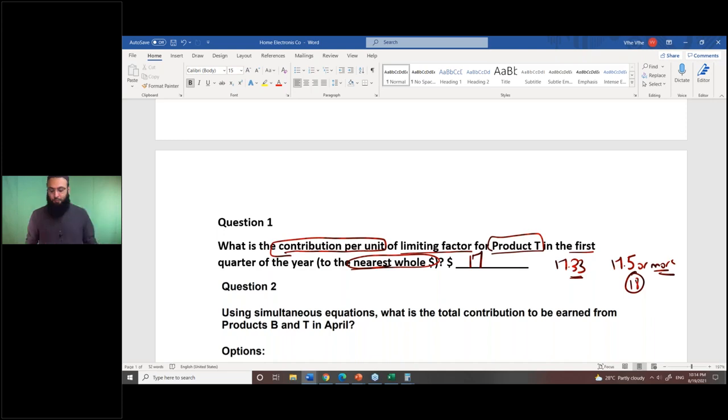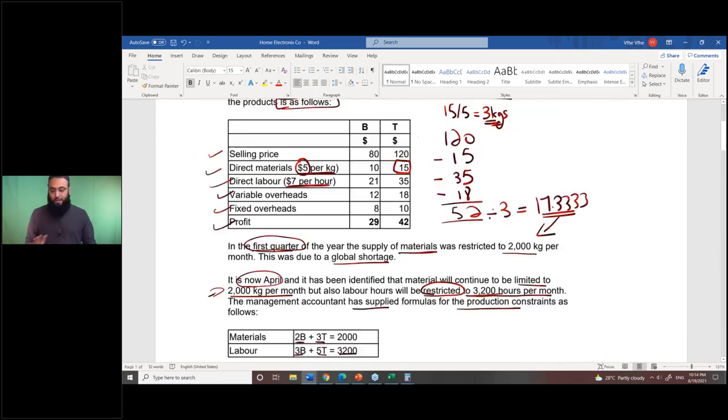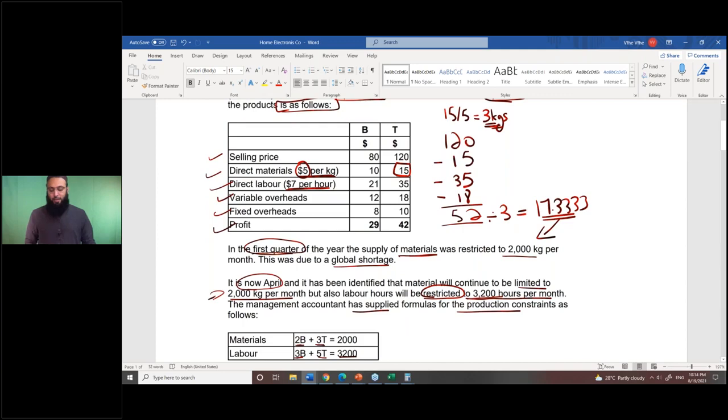I hope this is clear. If you have any questions, just hold on. I'll ask you after the second or third question. So that's straightforward: limiting contribution per limiting factor.